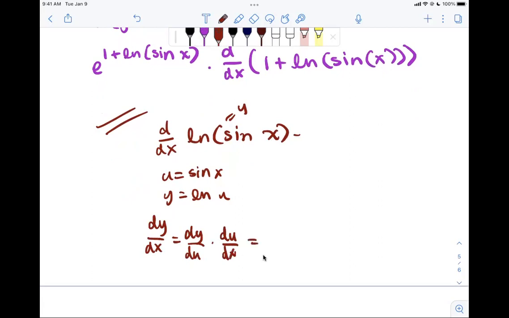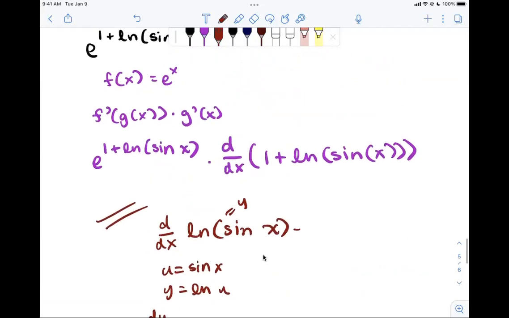All right, so dy/du, well, it's the natural log of u, so that's going to be 1 over u times du/dx, which is going to be cosine x. And now we can substitute. We know u is sine x, so that's 1 over sine x times cosine x. And that's cosine x over sine x, which is cotangent x.